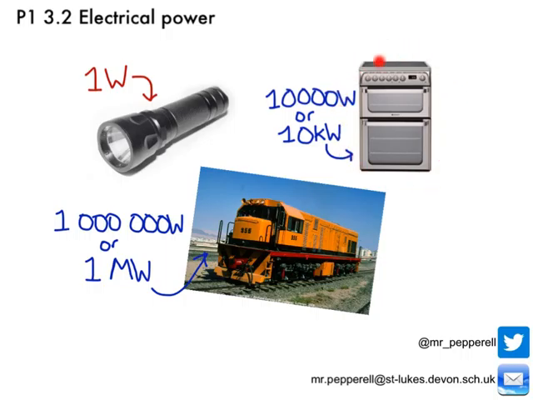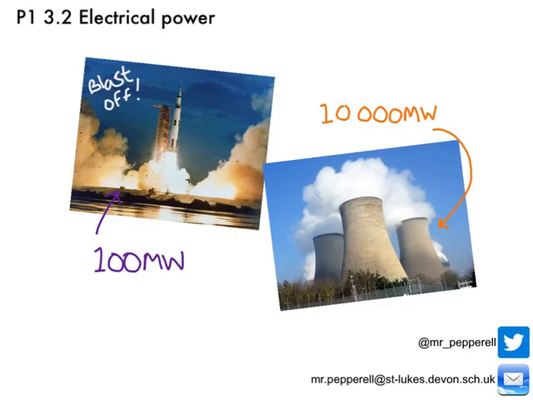If we go over to the cooker over here, slightly bigger, it's a 10,000 watt device, or a 10 kilowatt, which means 10,000 joules of energy being transferred every second. Our railway engine down here, we're getting bigger numbers now. This has got 1 million watts, which means 1 million joules of energy being transferred every second. We can also write that as 1 megawatt. Mega means a million, so this is actually a 1 megawatt piece of machinery.